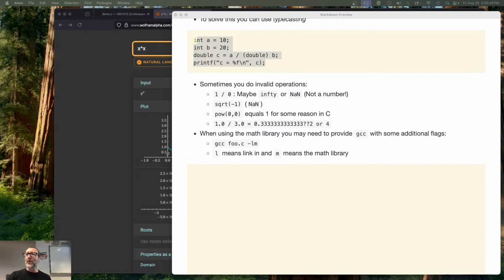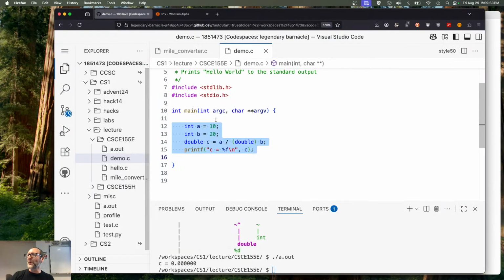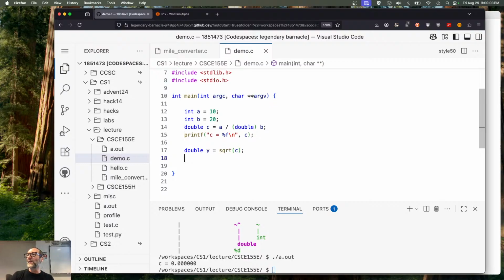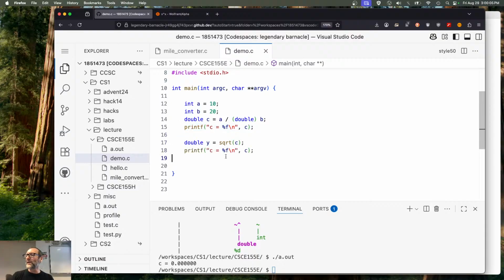I think it might be required. I think I might have changed my setup. Let's find out though. Let's go ahead and try to take the square root. Double y is equal to square root of c. All right, and so that would be square root of 1/2. I have no idea what that would be, but let's find out what it is. So y is equal to y. There we go. All right.